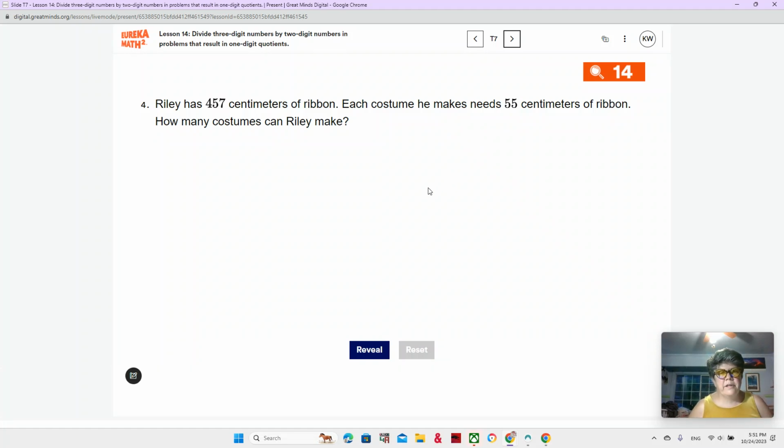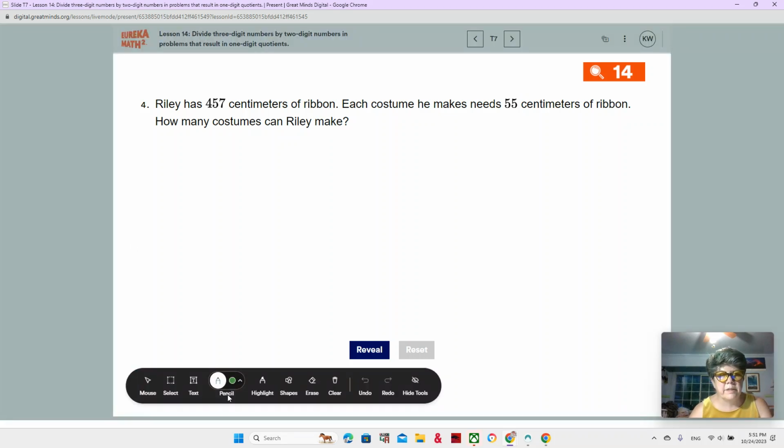Riley has 457 centimeters of ribbon. Whoa. Each costume he makes needs 55 centimeters of ribbon. How many costumes can Riley make? All right, so we're going to start with a tape diagram.